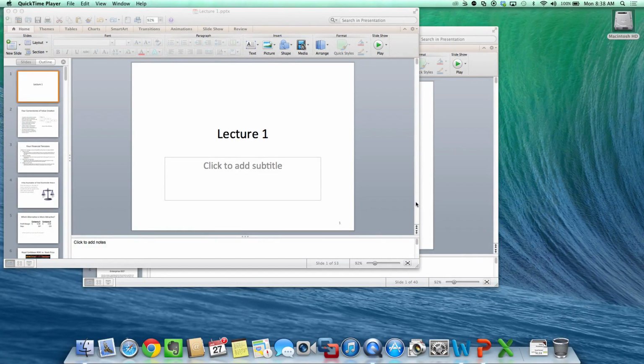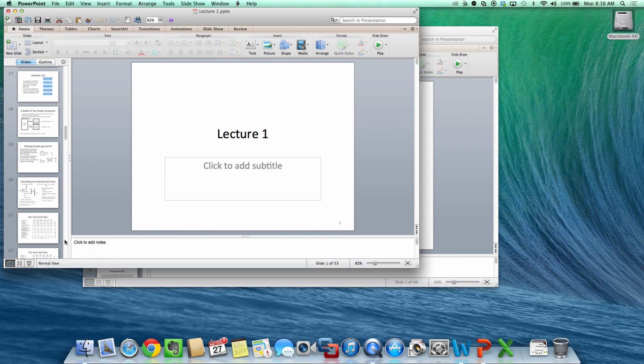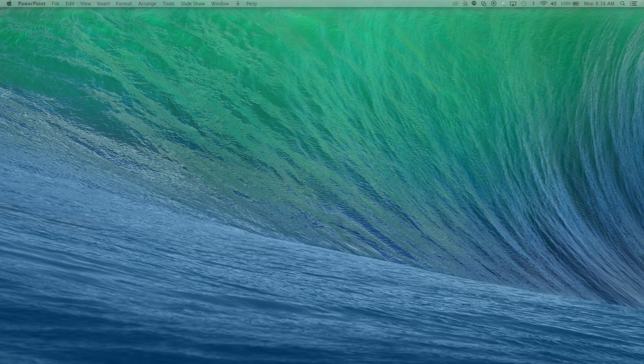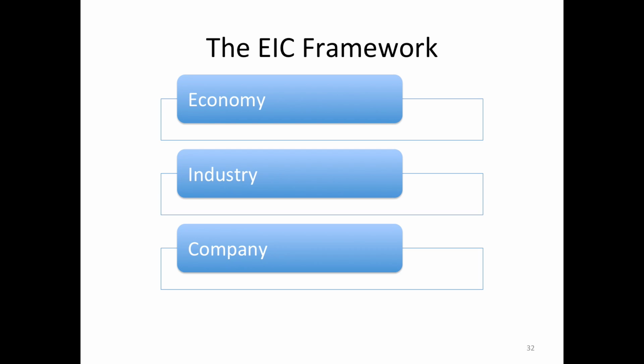So where we left off on our first class is we were talking about doing an EIC analysis. And there are three major parts. One is economy, two would be industry, and three would be company for C. Right? And again, the idea is that about half of a company's performance is based on external factors. And so what we're going to try and understand with the EIC analysis is what are those external factors that will affect the performance of the company.